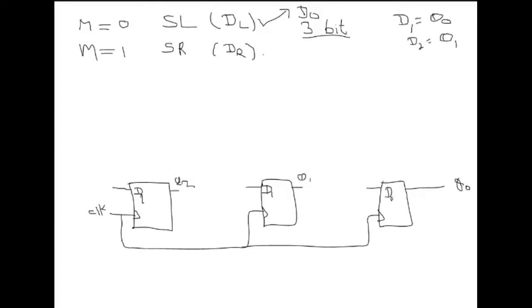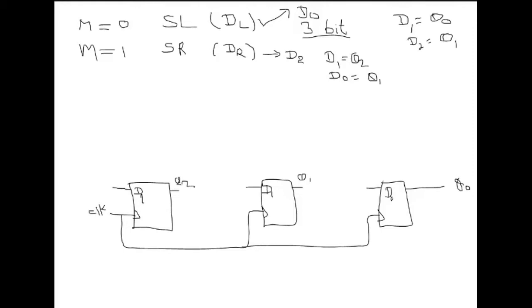In the shift right operation, this DR will be connected to D2 because we want to perform right shifting, and then Q2 will be connected to D1. So in this case, D1 will be equal to Q2 and D0 will be equal to Q1.